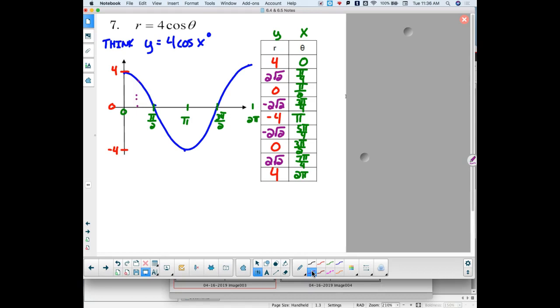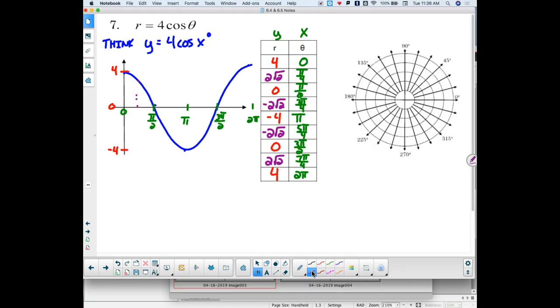So let's put that onto our graph now. Okay. So at 0 degrees, I'm 4 radii out. So I'm right there. Now, unfortunately, we got a mismatch here, right? We went radians in our chart, but we got degrees on our polar graph.